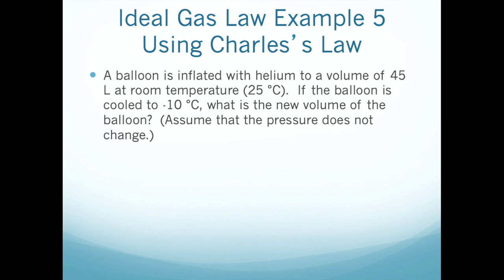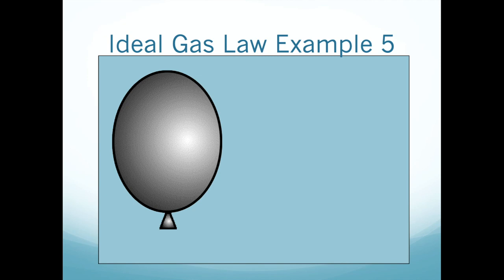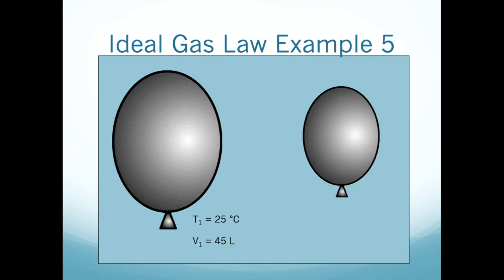We're also told that pressure does not change. So we're going to use the combined gas law here. Again, we've got a changing volume, a changing temperature. But we're told the pressure does not change, which means that P1 and P2 are the same number, and therefore they cancel each other out. They're not going to show up in our combined gas law problem. And so what we're left with is Charles' law. V1 over T1 is equal to V2 over T2.